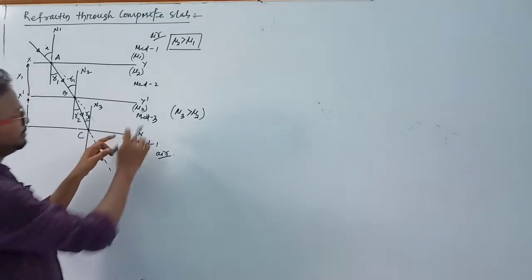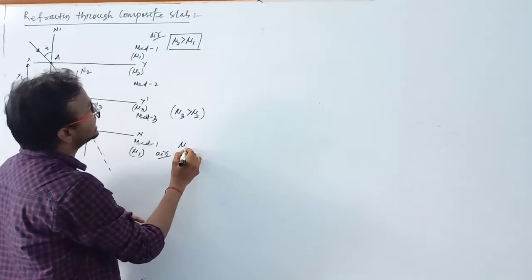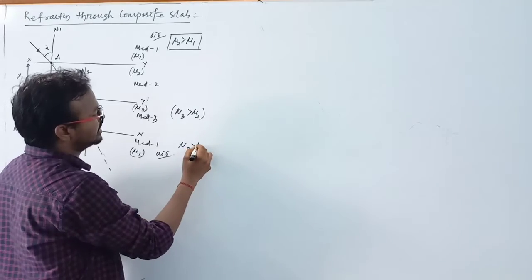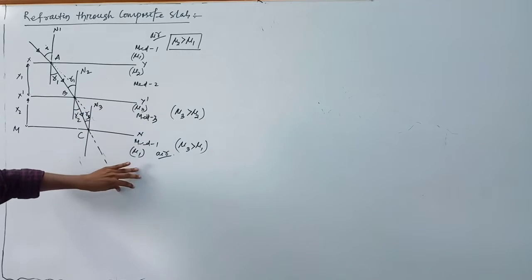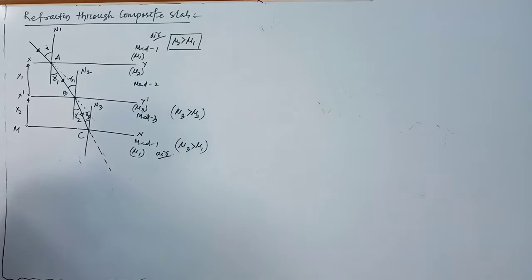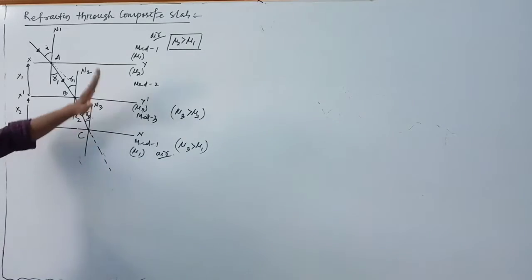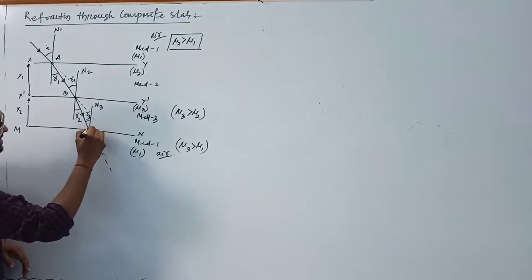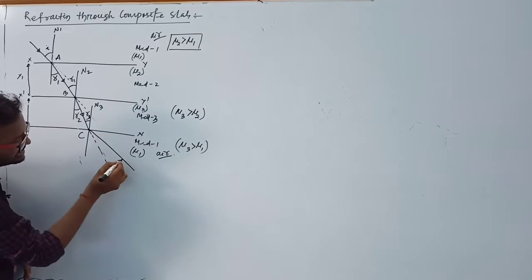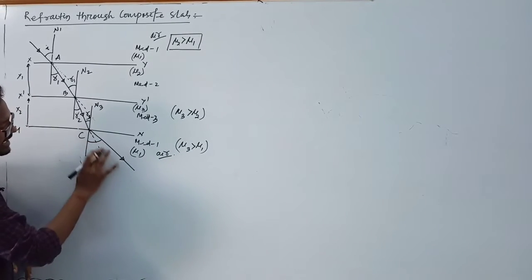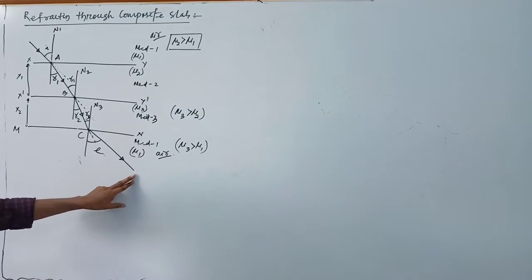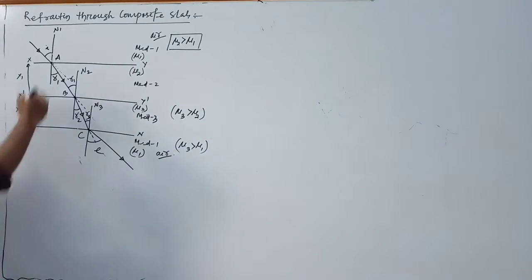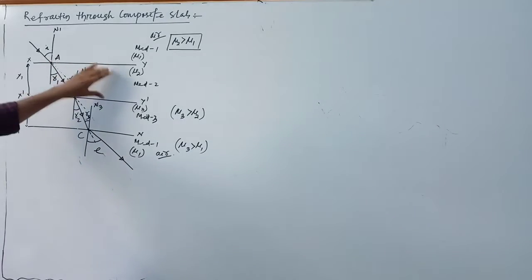But if you compare mu3 and mu1, mu3 is greater than mu1. So light is traveling from a denser to a rarer medium, and when light travels from a denser to a rarer medium, it bends away from the normal, because this is the normal, so it changes its direction and its path like this. Clear? This angle is known as the angle of emergence, and this ray is known as the emergent ray. Clear? Okay. So these are the refractions through different types of interface.